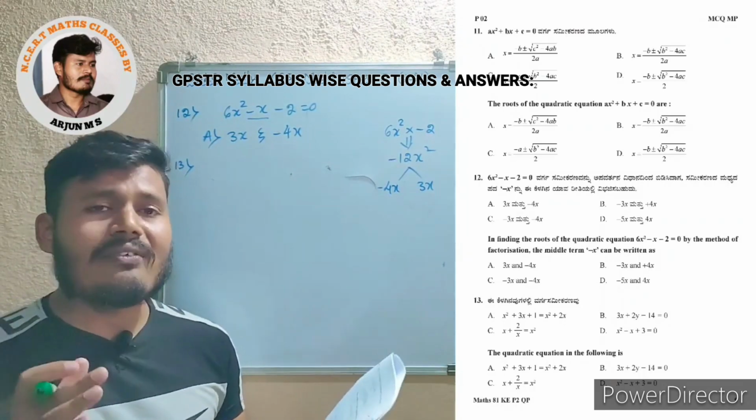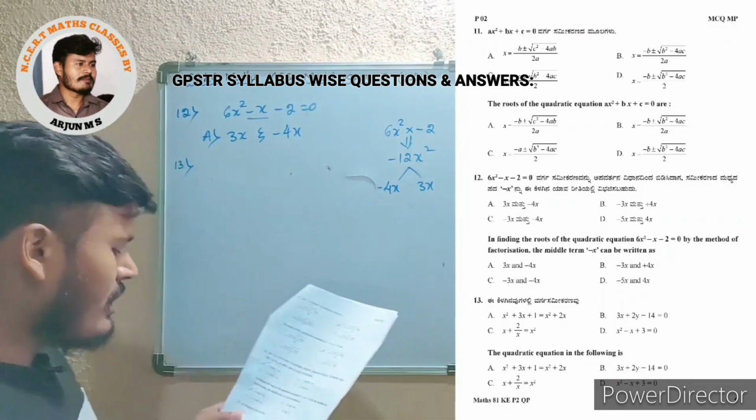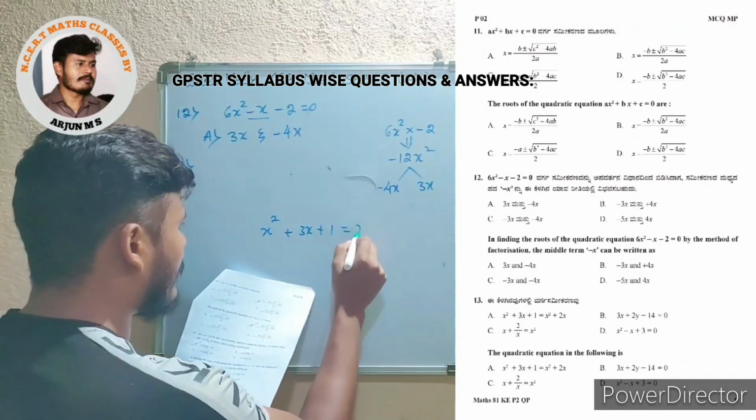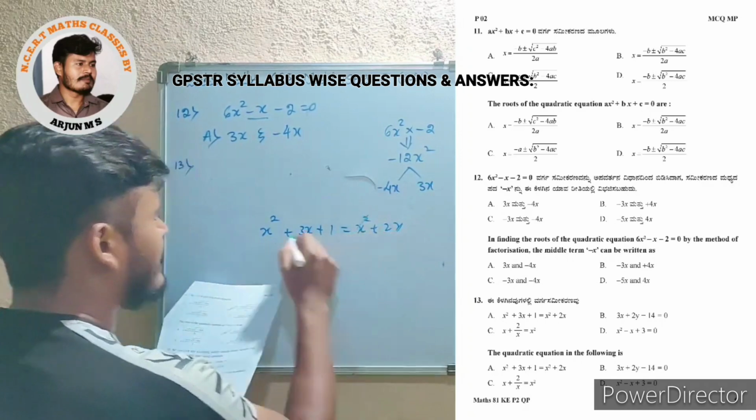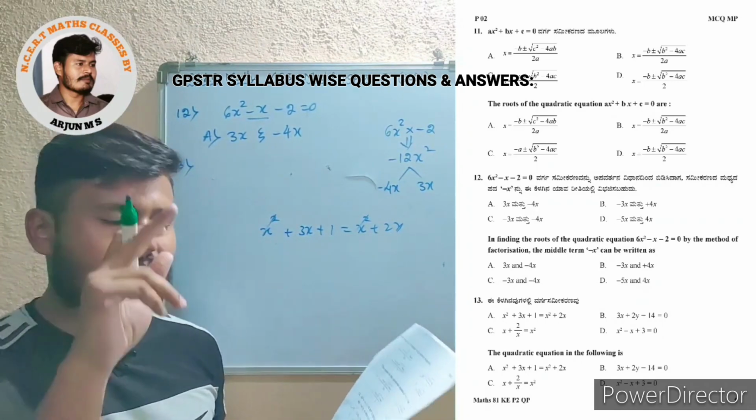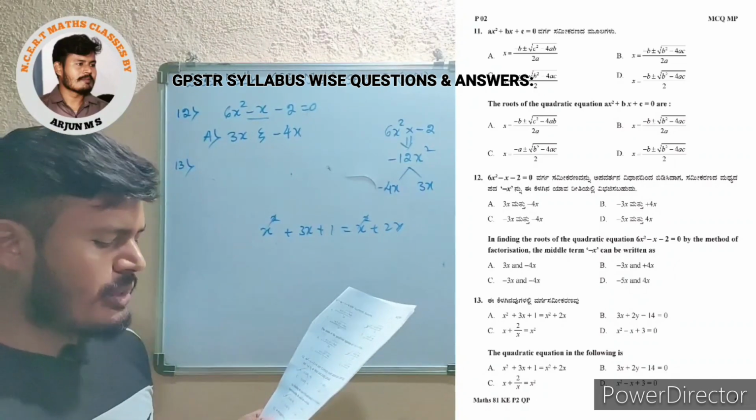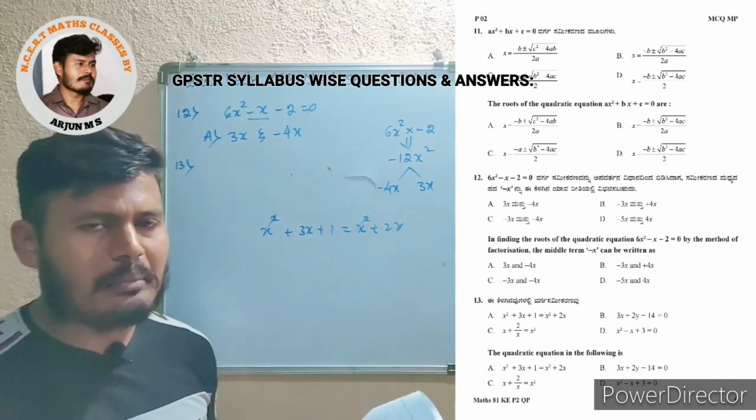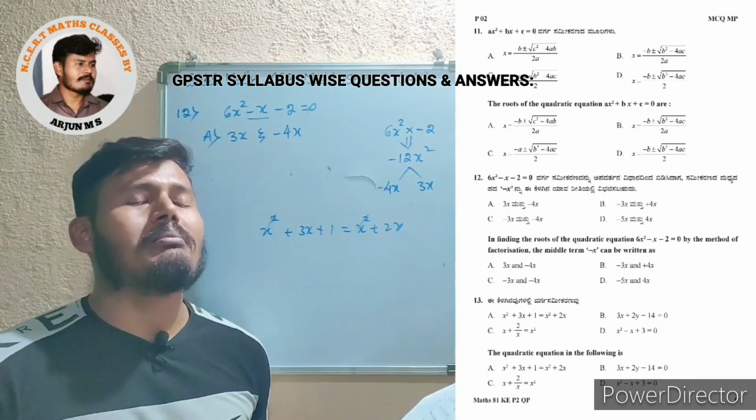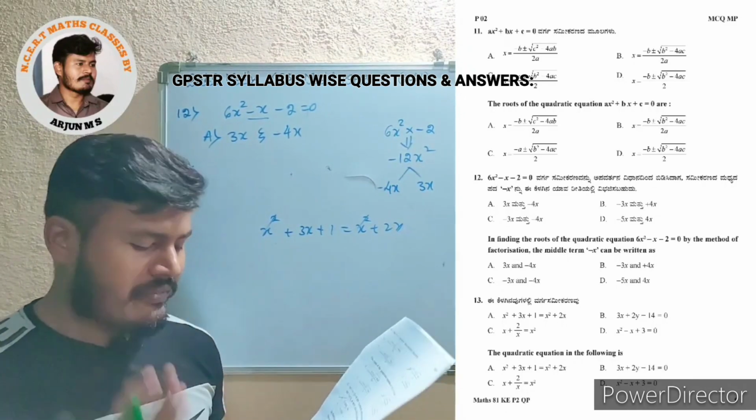The quadratic equation in the following is, you just observe here, first one, x square plus 3x plus 1 is equal to x square plus 2x, right? Here x square gets cancelled out, then it becomes a linear polynomial. So first one is wrong. So then we're moving on to the second one. There is no double degree variable. That's why that is also considered as a linear equation in two variables, because it has two different variables.